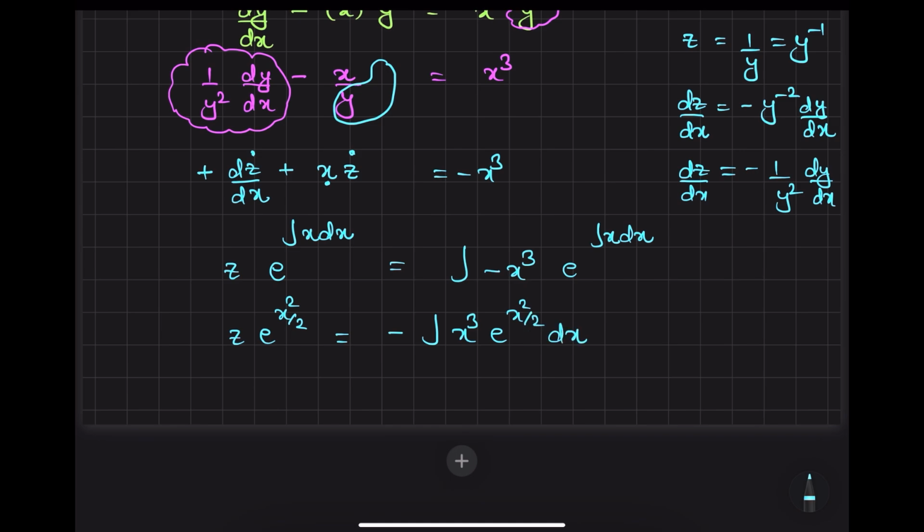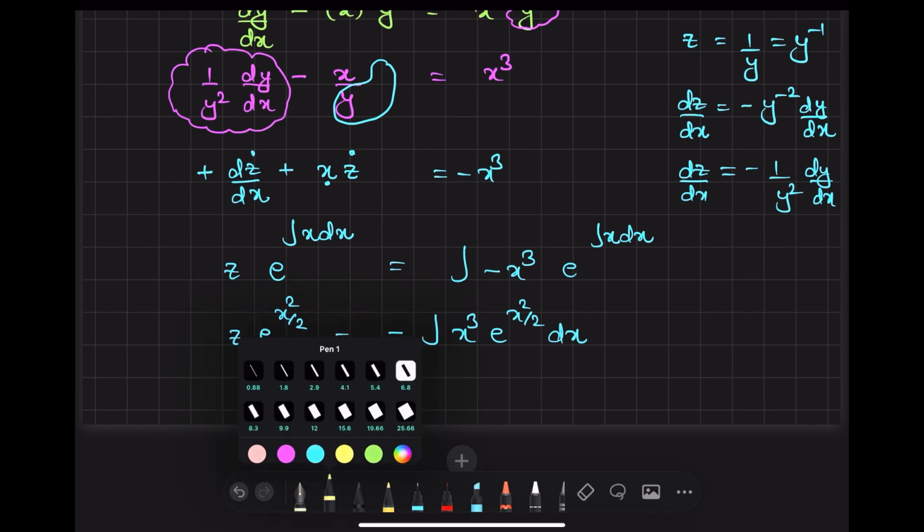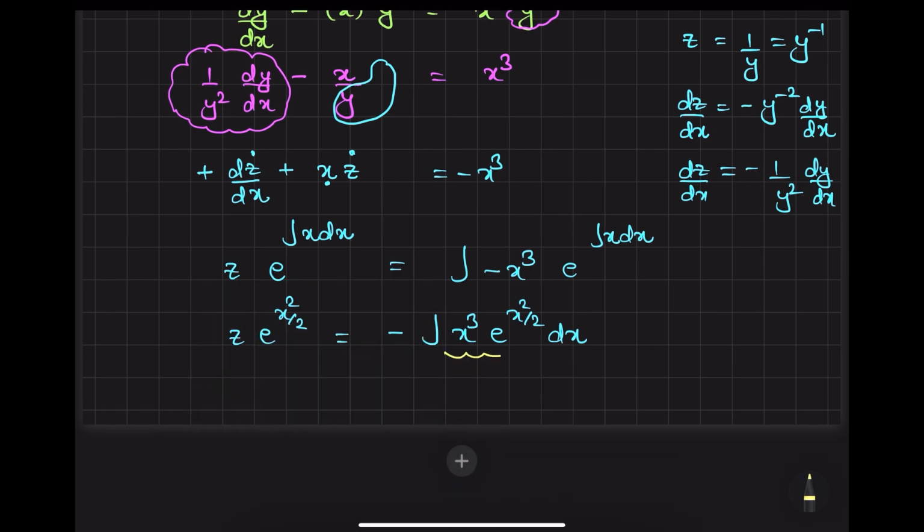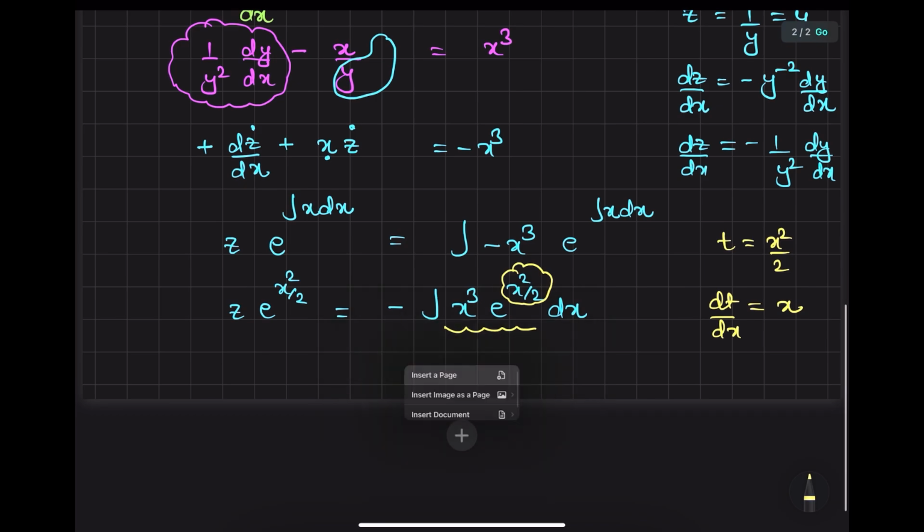Okay, now look at this idea. So what we will do, look at here, we have to integrate the second component. So what I will do, I will take, not z, we cannot take z because we have already introduced it, so we'll take t, this thing, x square by 2, and then we will differentiate with respect to x. So we have dt by dx is equal to 2x by 2, so we have x.